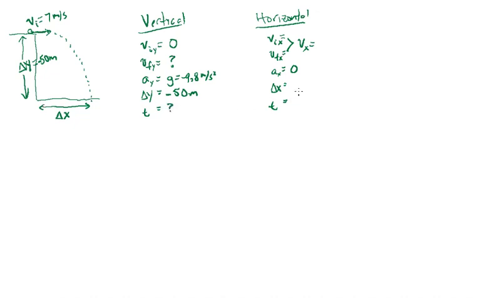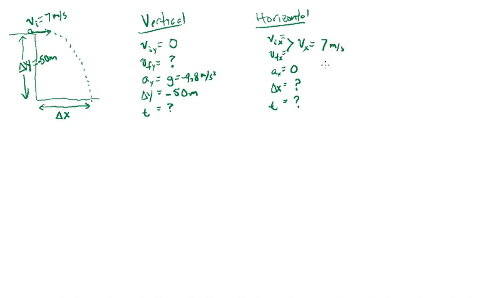All right? Coming over here, we don't know the time. We don't know how long it's going to be in this flight. We haven't figured it out yet. Delta x, we also don't know. So we don't know delta x. We can't solve that. And then Vx, well, we do know Vx because it has an initial velocity that's only in the x direction. It only has this x component, which means this is 7 meters per second.